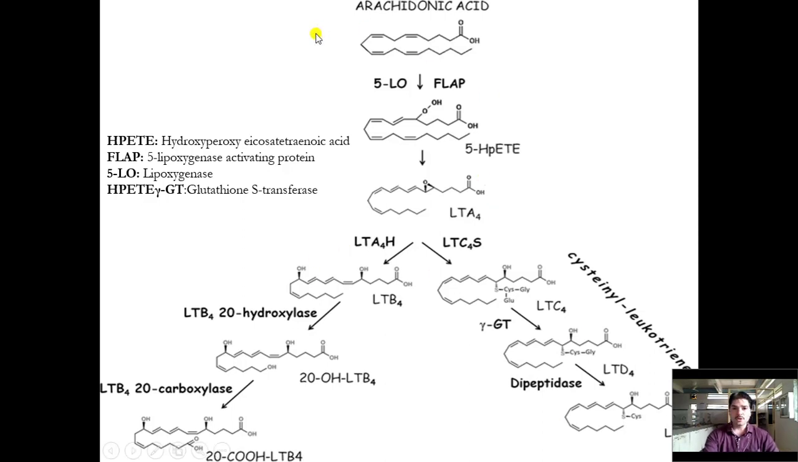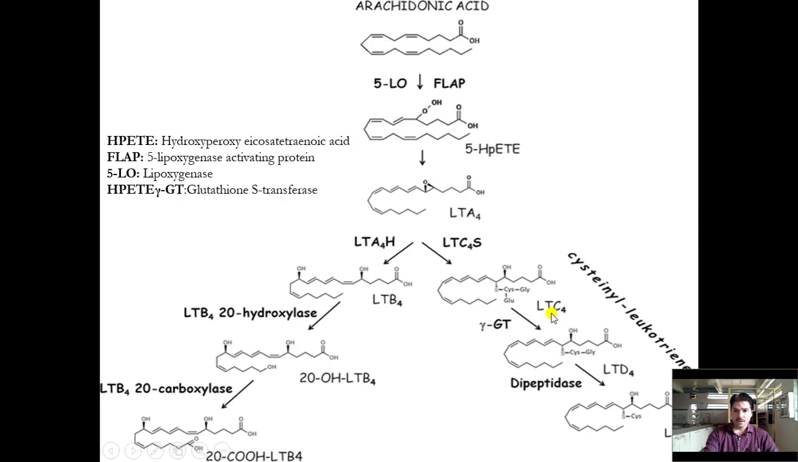This is the biosynthetic pathway of leukotriene, in which arachidonic acid will convert into 5-hydroperoxy eicosatetraenoic acid with the help of 5-lipoxygenase enzyme and 5-lipoxygenase activating protein. This 5-HPETE is immediately converted into leukotriene A4 with the help of 5-lipoxygenase enzyme. This leukotriene A4, with the help of leukotriene C4 synthase enzyme, is converted into leukotriene C4, in which there is a transfer of glutathione to the leukotriene A4.